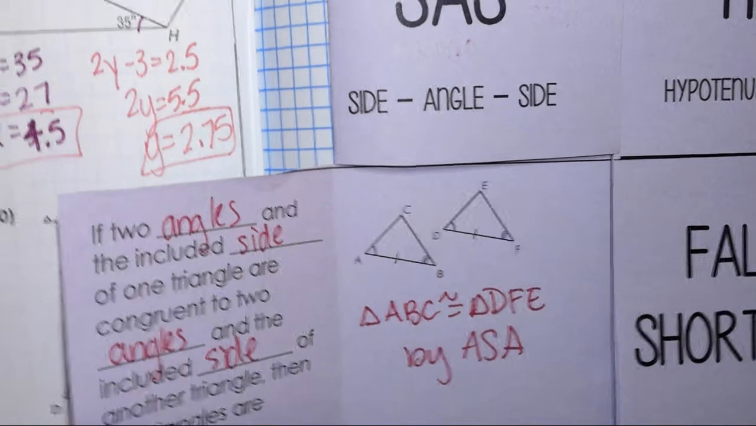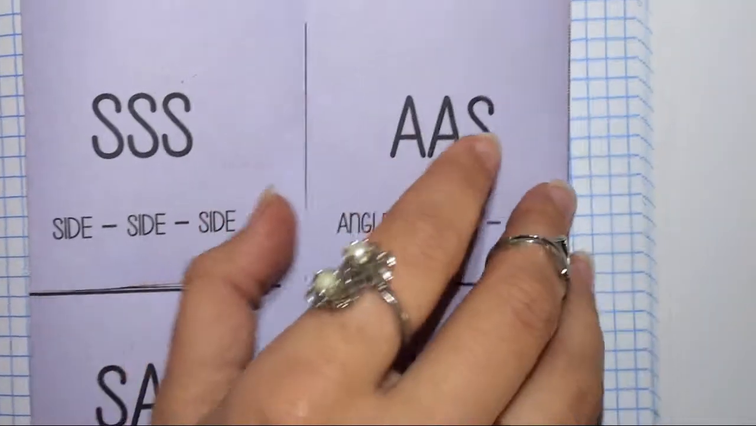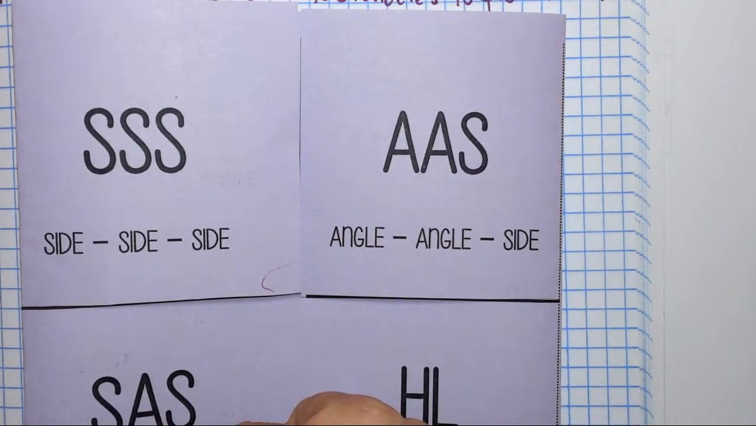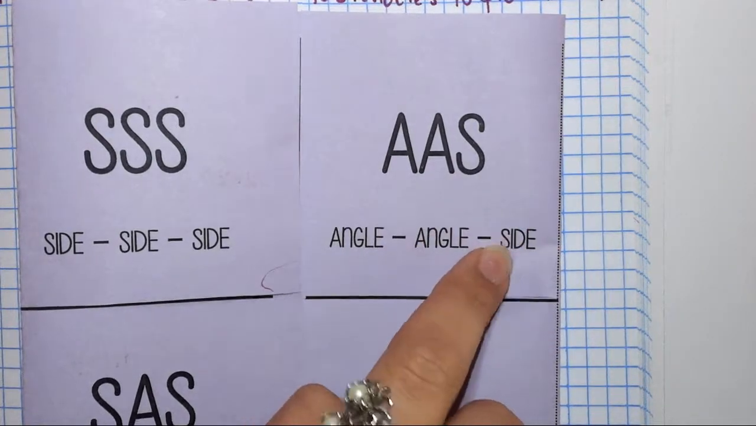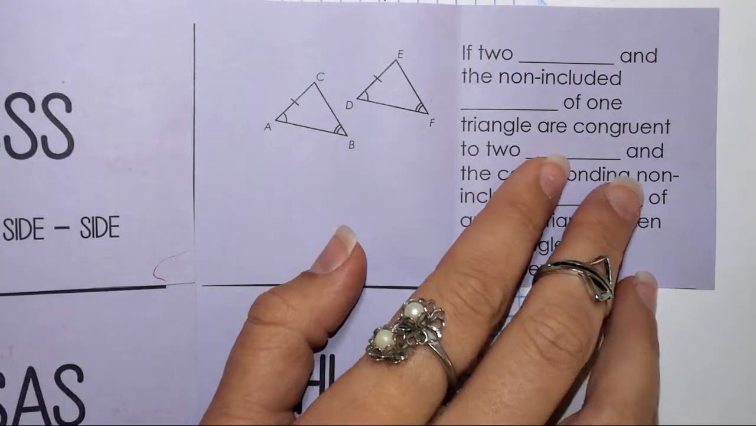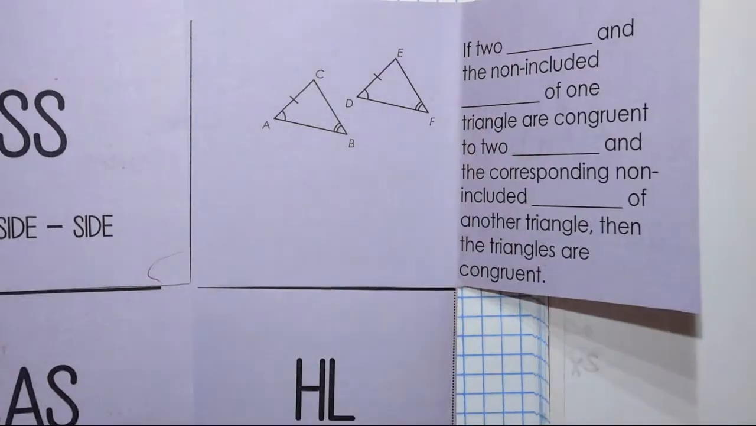So please go to the right side. The first one that we're going to do is angle, angle, side. Angle, angle, side. So what do you think that must be? An angle and then an angle and then a side.